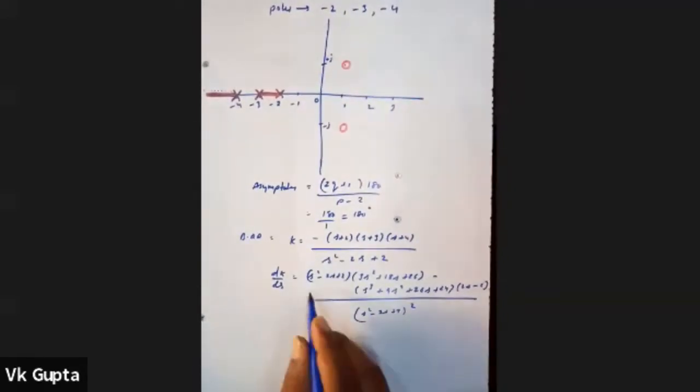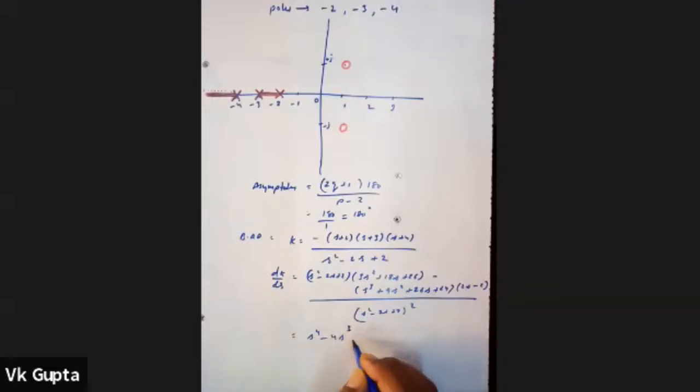So when you solve this, you'll get s^4, 4s cube, 38s square, 12s, 100 equal to zero. Please find the roots of this.